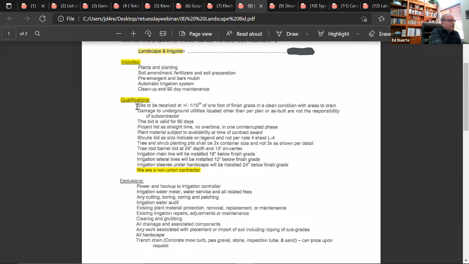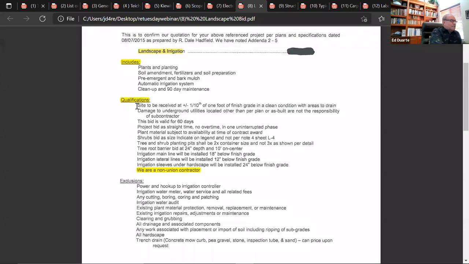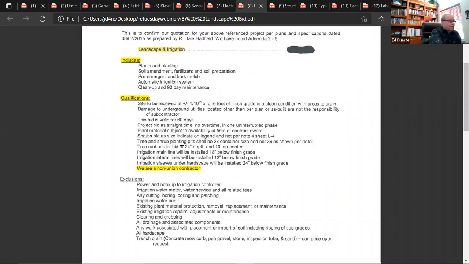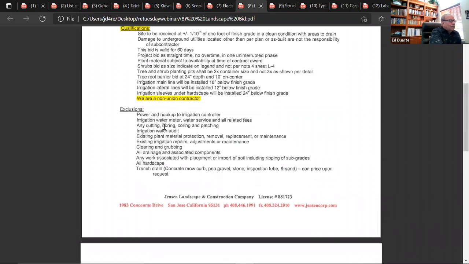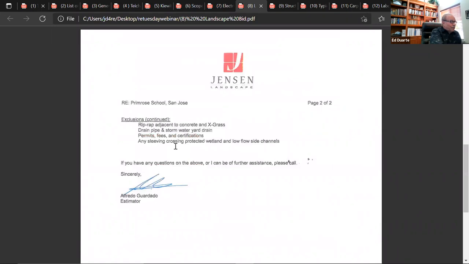Here are their qualifications. These are work items, tasks that need to be addressed by the prime in order to make this landscape bid acceptable to the landscape contractor. The dirt has got to be set at plus or minus a tenth of finished grade. They're not responsible for utilities. Bid is valid for 60 days, straight time, no overtime, et cetera. They exclude power, the irrigation water meter and water service, and any cutting, boring, coring, and patching, et cetera. So they've qualified their bid.